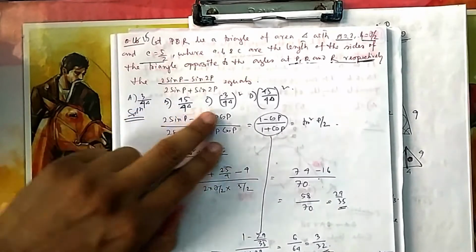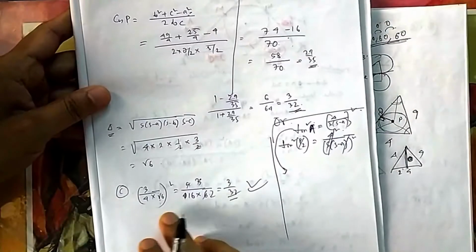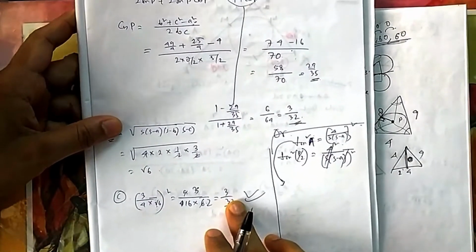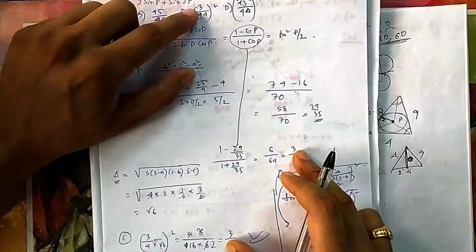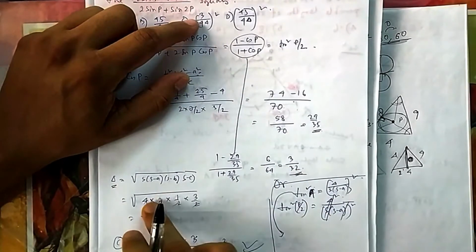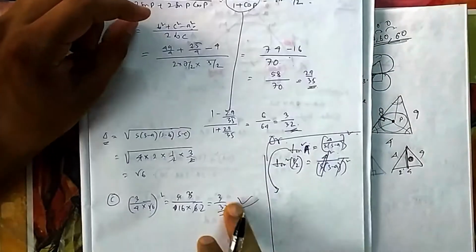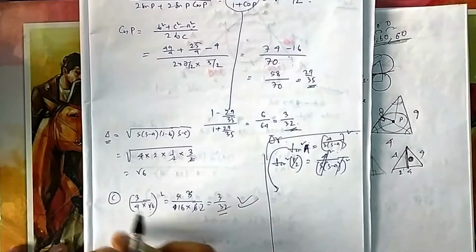So if you put C, 3/4, into √6 whole square, you will find 3/32. If you put it there, then you will find 3/32. So 3/32 comes from this side directly. I have calculated 3/√2, and when you put delta also as √6, you will get that this also gives you 3/32. So 3/32 is matching. That's why C is the answer.